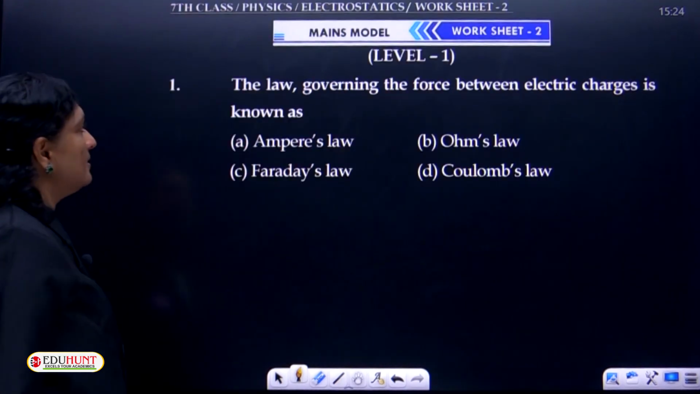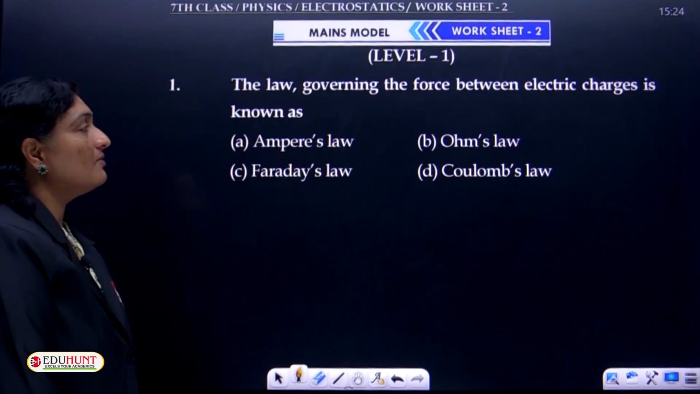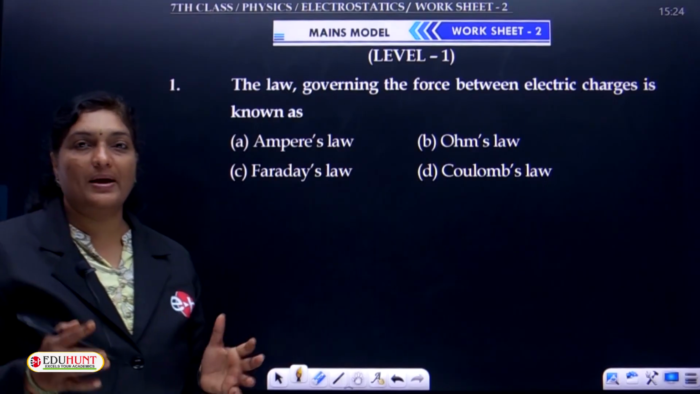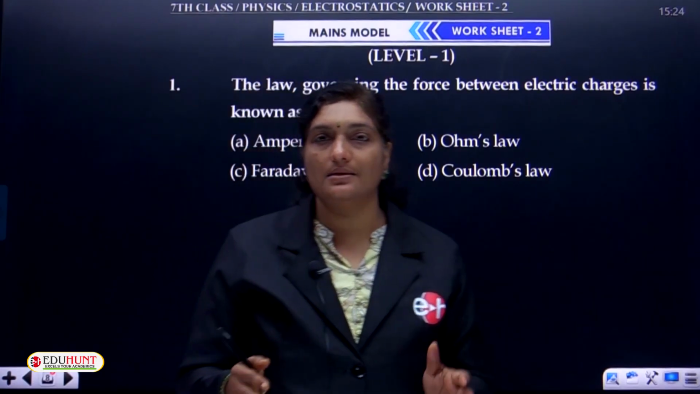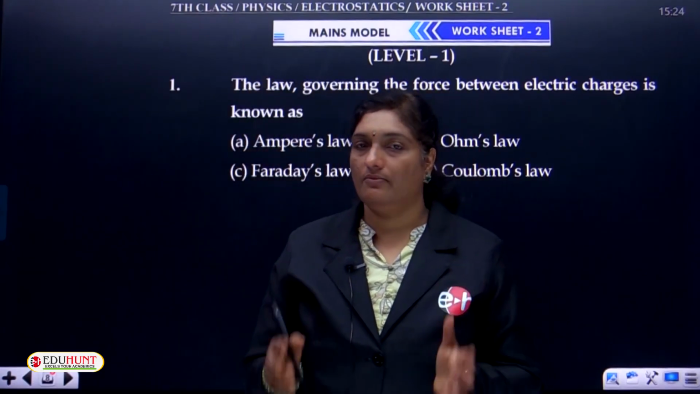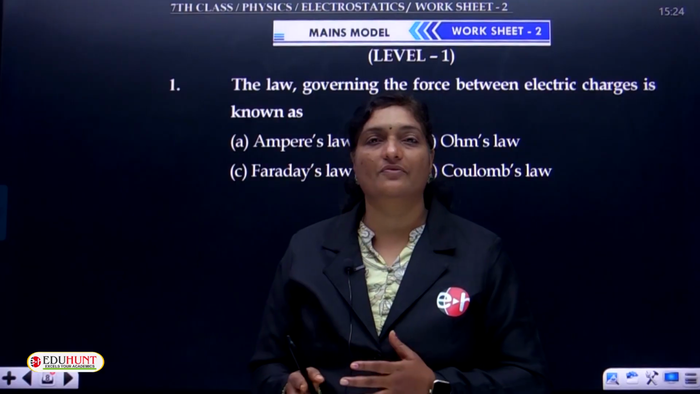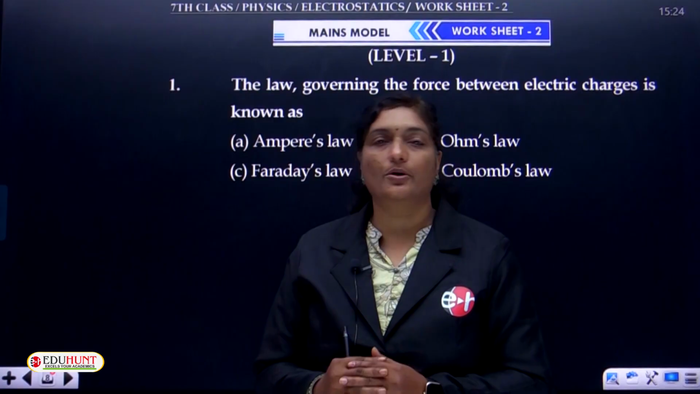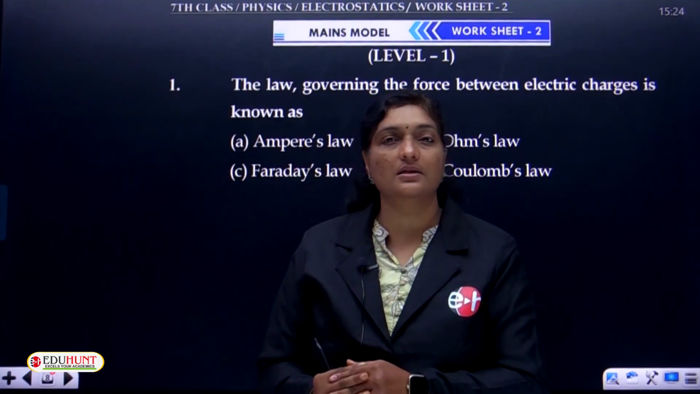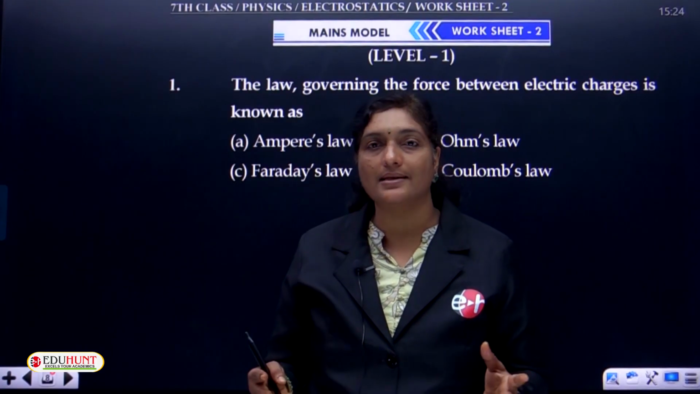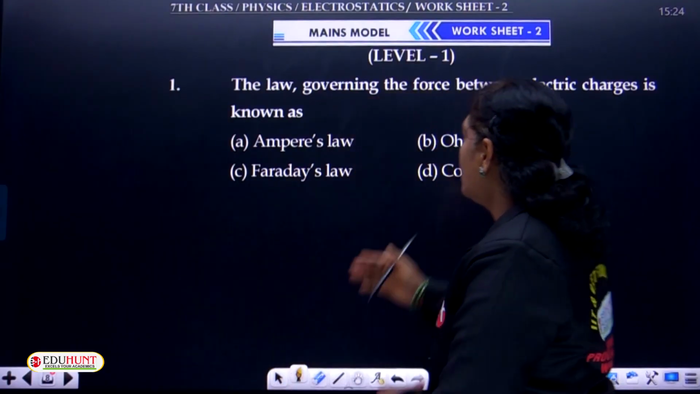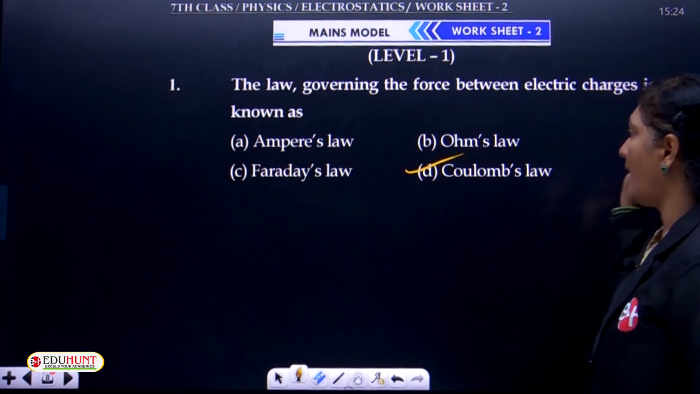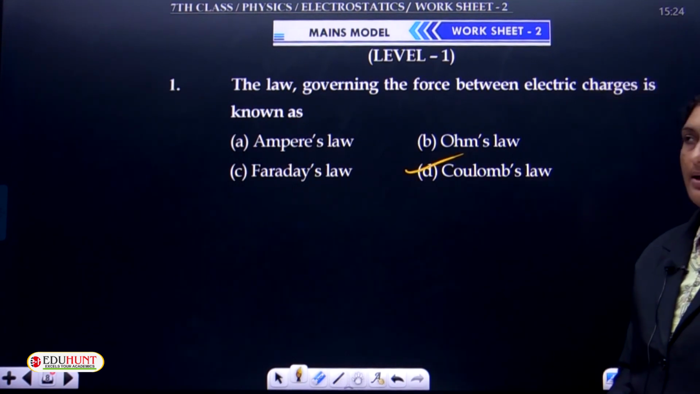So the first numerical: the law governing the force between electric charges is known as... The force of attraction or repulsion between two charges is given by Coulomb's law. The force of attraction or repulsion between two charges is directly proportional to the product of the charges and inversely proportional to the square of the distance between them, as said by Coulomb's. Hence, the law governing the force between electric charges is known as Coulomb's law.